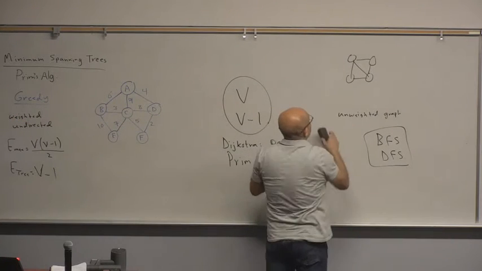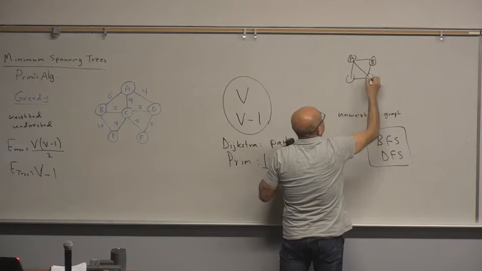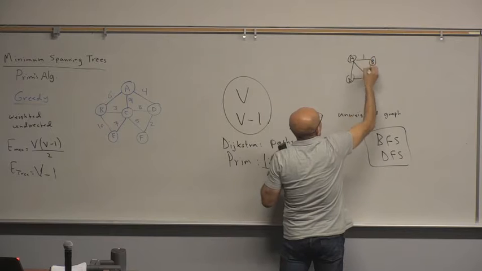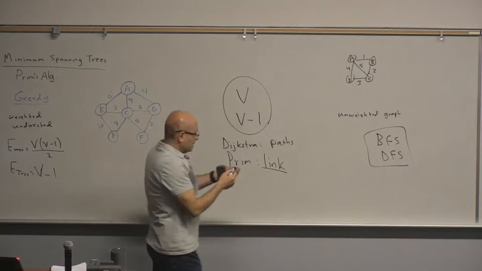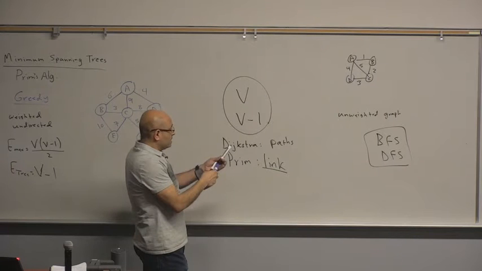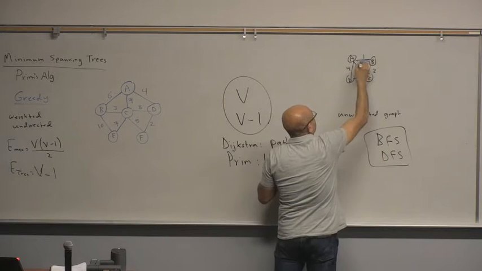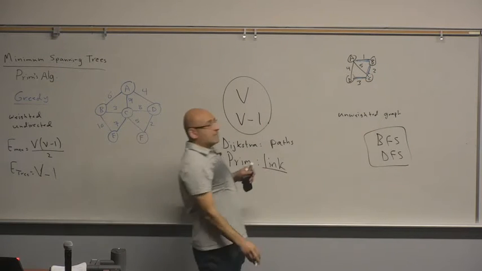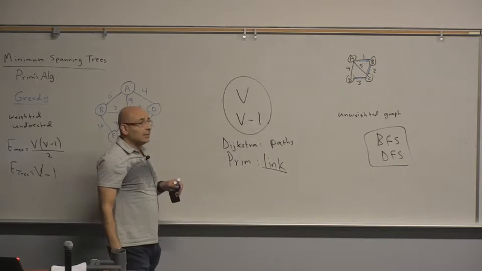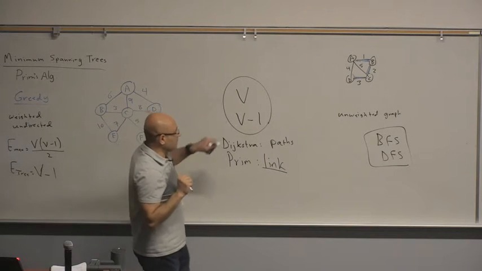If you have vertices like this, A, B, C, D, and you have 1, 2, 3, 4, 5 edges, then the minimum spanning tree in this case is going to be this edge, and this edge, and this edge. So this is a tree that connects all vertices, and it has the minimum sum of weights. So this is the minimum spanning tree.